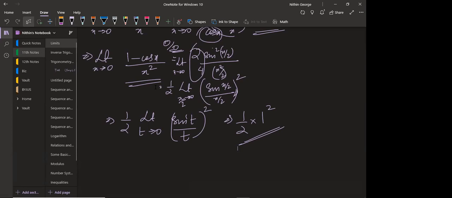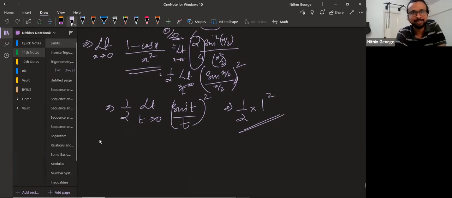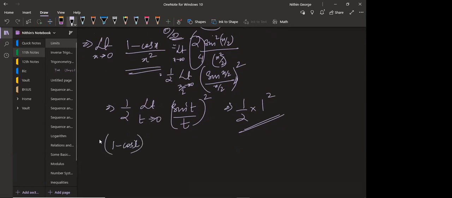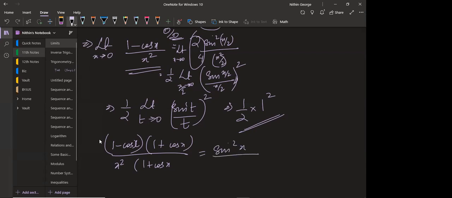So we can also multiply 1 plus cos x in the numerator and denominator, right? What do we get there? Oh, yeah, absolutely. So you multiply 1 plus cos x. What you will get on top is 1 minus cos square x. The idea is you just multiply it in the numerator and denominator. Now, 1 minus cos x into 1 plus cos x is 1 minus cos square x, which is nothing but sin square x.